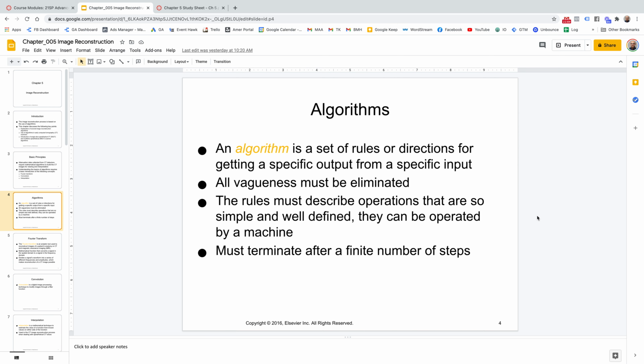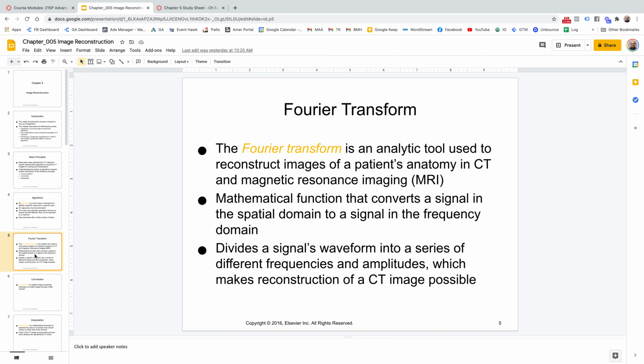So you want to know these things about algorithms. Just know that an algorithm is a set of directions to give you a specific output from a specific input. No vagueness. It has to be simple, and it must terminate after a finite number of steps. So let's talk about those concepts.